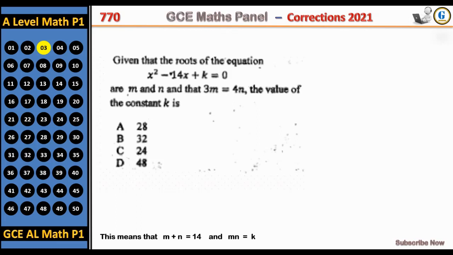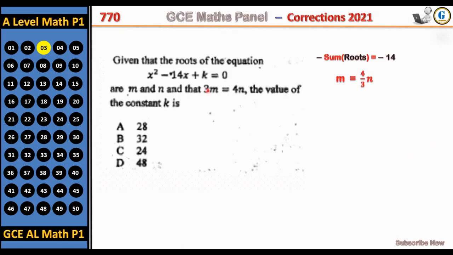In this particular question, we are supposed to use the sum and product property of quadratic equations. This means, in this case, we have x squared minus sum plus product equals 0. So minus sum will give us minus 14. So minus sum will be equal to minus 14.